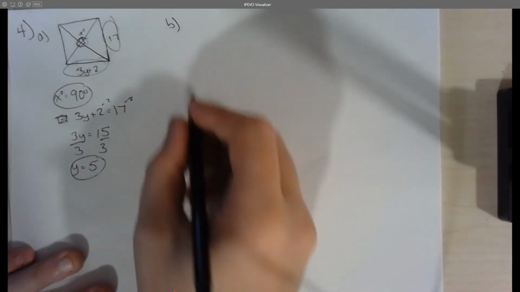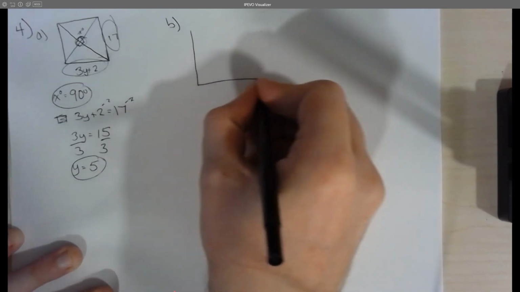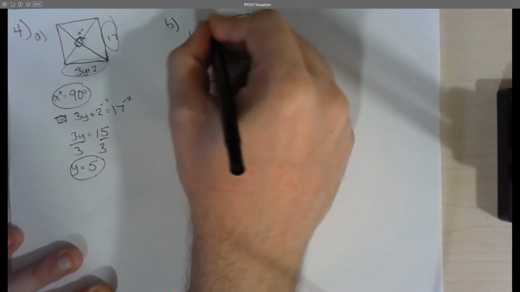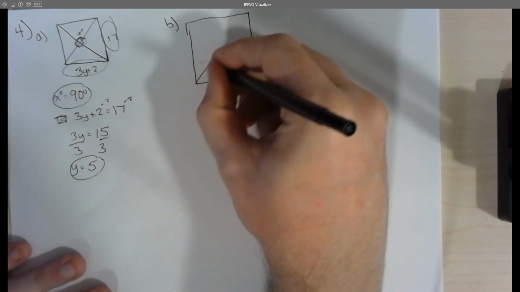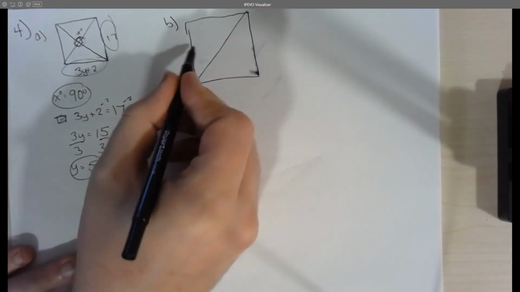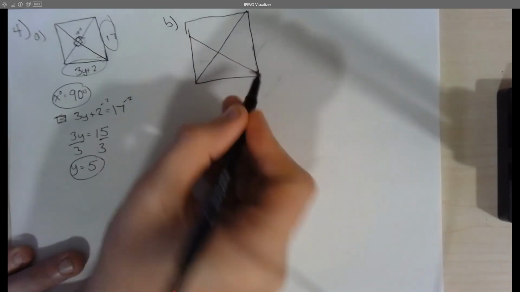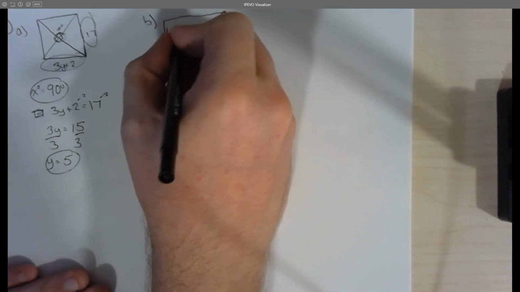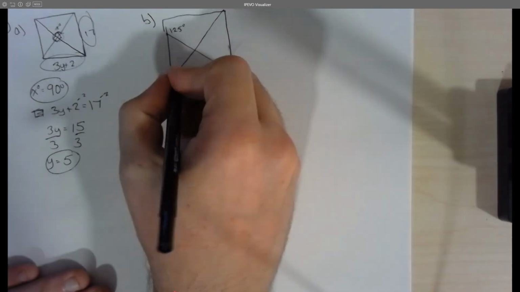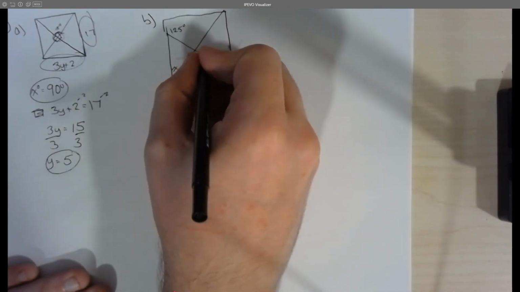B gets much more challenging because our lines do not go straight through the middle. They do on this angle here, but on this one they go at a little bit of an odd angle, and so it's going to mess up all of our other angles here. We're told that this is 125 degrees, and we're asked to figure out the rest. Sorry, we're asked to figure out this x and this y.